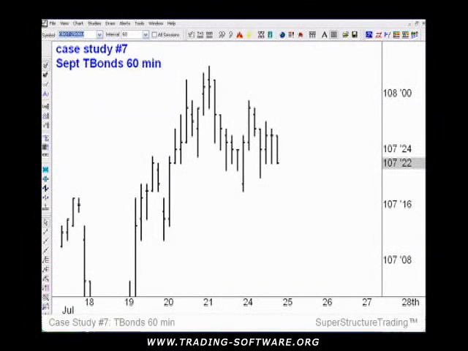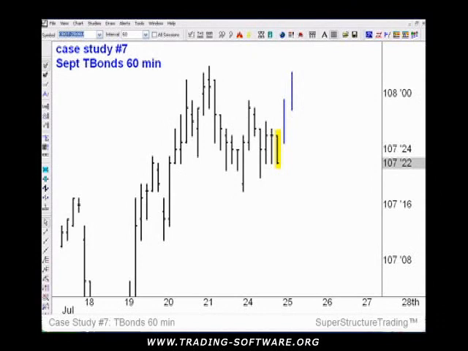Case study number 7, September T-bonds, 16 minutes. Let's say you're right there looking at that bar. So right here, what you're paying close attention to is the breaking of pivot highs or lows. In other words, it can either break below this pivot low or above this pivot high. Let's say it breaks above this pivot high. So the next bar goes like this, and the following bar goes like that.